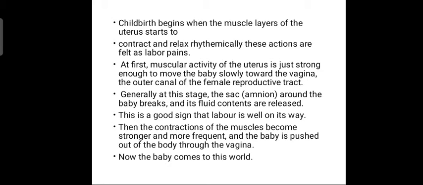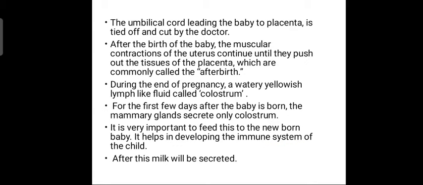How exactly this happens, no one knows, but it is the muscular layer's rhythmic contraction and relaxation that leads the baby to come out of the uterus. After the baby comes out, there is a connection between the mother and the baby, as we discussed. That connection is called the umbilical cord. This umbilical cord leading the baby to the placenta is often tied off. First they tie it, then the doctor cuts the umbilical cord.